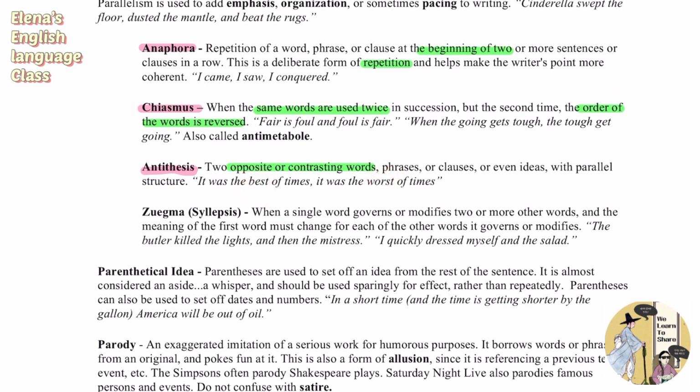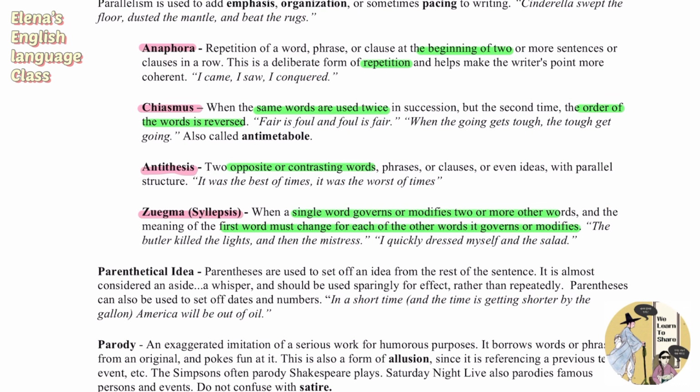And the next we're going to look at is zeugma or syllepsis, which is when a single word governs or modifies 2 or more other words, and the meaning of the first word must change for each of the other words it governs or modifies. Okay? So for example, the butler killed the lights and then the mistress. Or I quickly dressed myself and the salad.